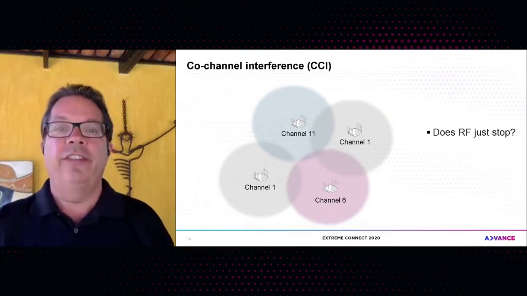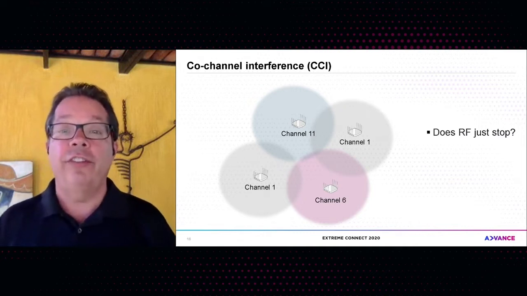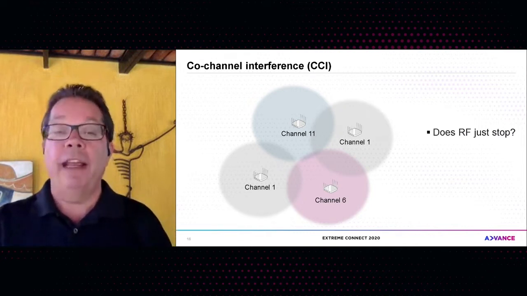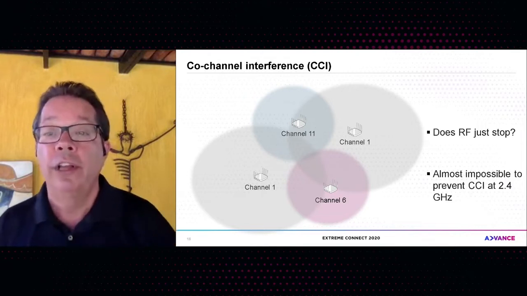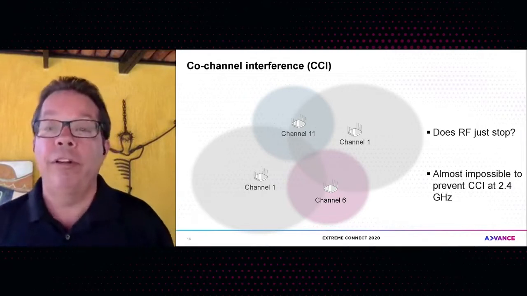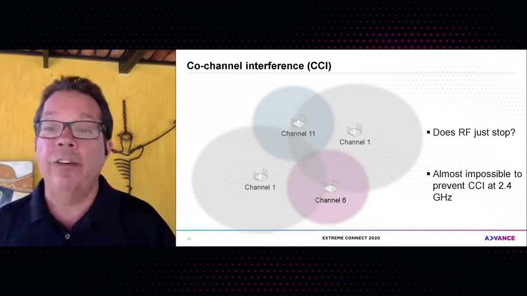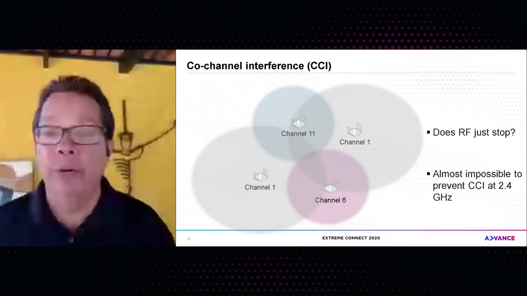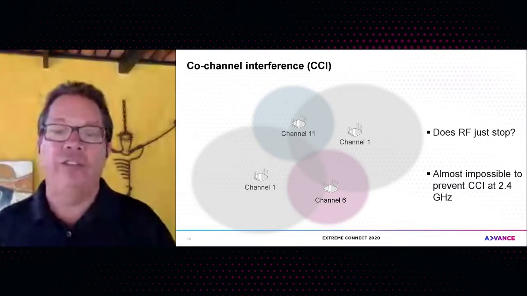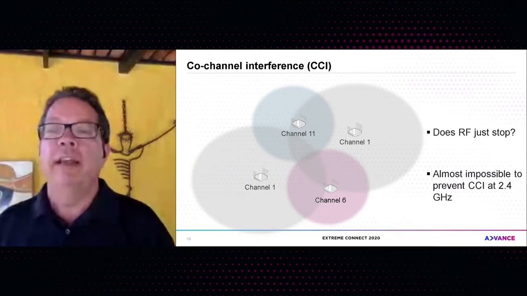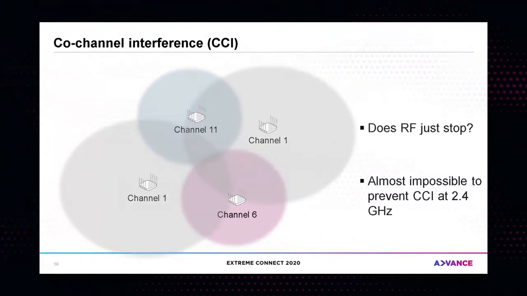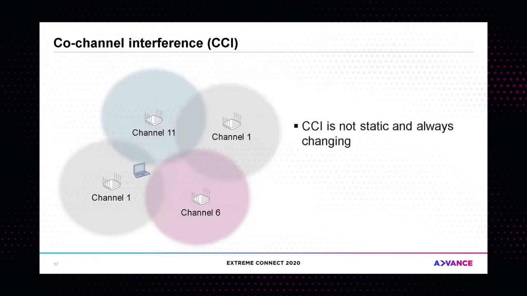Now, the problem is this. Does RF just stop? Does radio frequency just stop? And the answer is no. It continues to travel. So I guarantee you in the 2.4 gigahertz band, because there's only 3 channels, it is impossible in almost all cases, unless you have lead walls, to prevent co-channel interference in the 2.4 band. I guarantee you 2 APs in the same channel are going to hear each other, and if one's transmitting, the other's not. And unfortunately, it gets even worse because co-channel interference is not static.